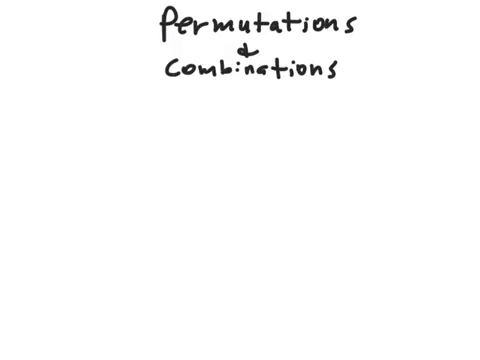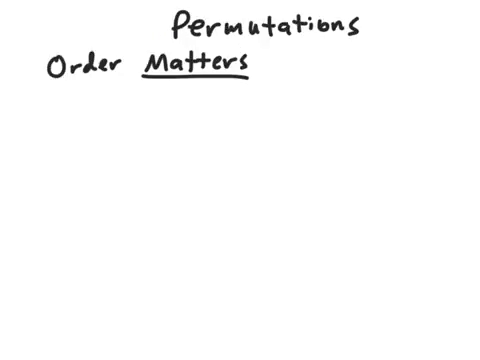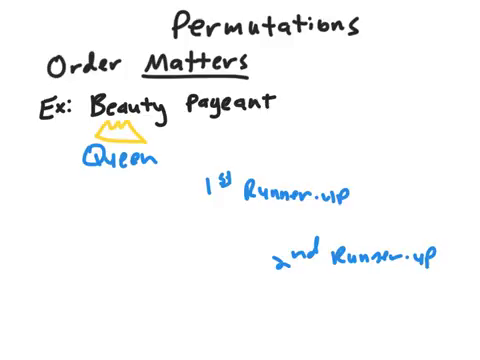So let's start with permutations. With permutations, remember that the order of the arrangement does matter. A really good example that illustrates this is if we were trying to choose a beauty queen. In a beauty pageant, if we have a queen, a first runner-up, and a second runner-up, the order in which we select those people really does matter. The queen is going to be crying for a different reason than the first runner-up. The queen is crying because of joy. The first runner-up is crying because she didn't win the pageant. So in this case, the order really does matter.